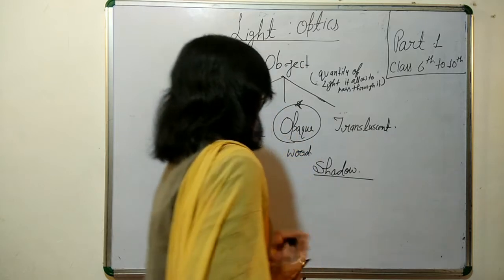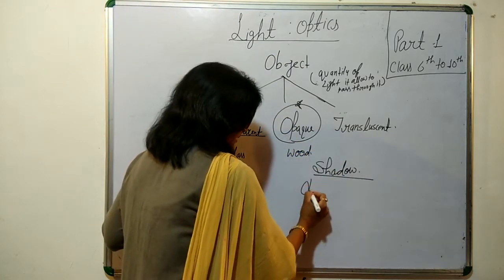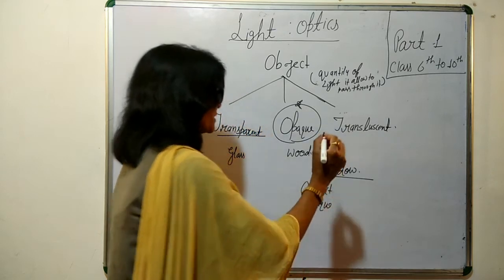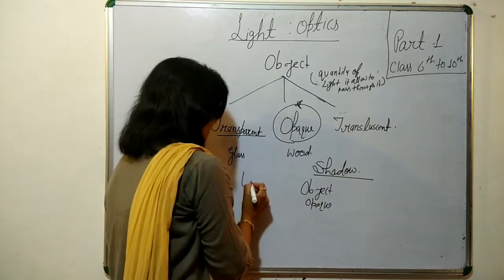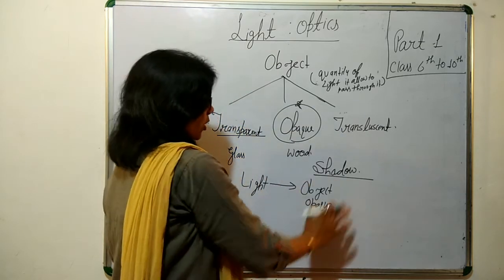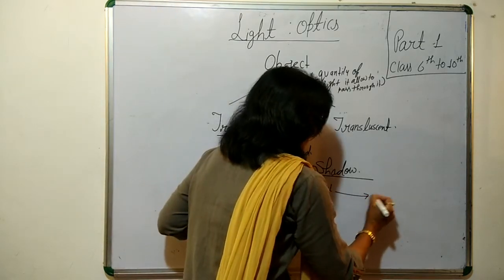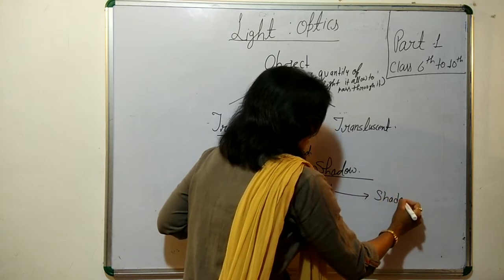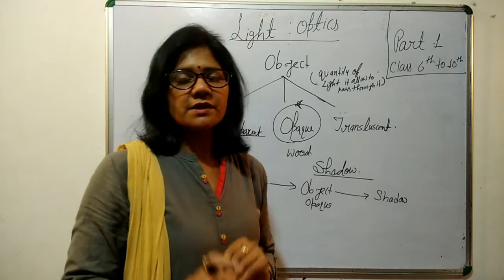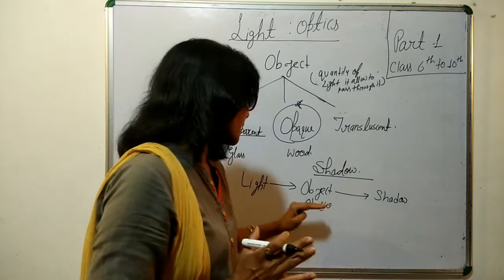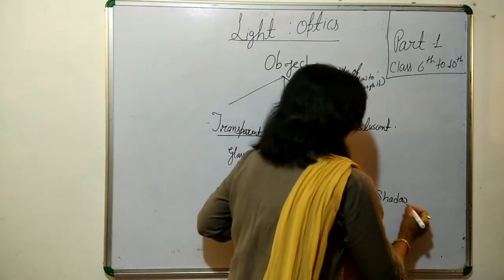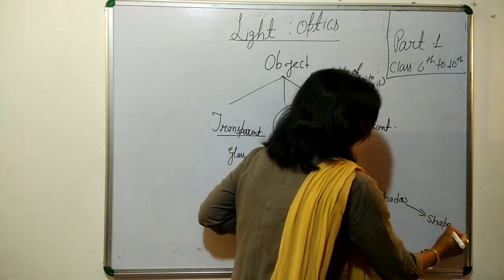Now let's see, if there is an object, that object should be an opaque object. When we fall a light on an object which is opaque, then we get a shadow. Okay, clear? What information does the shadow give? Shadow gives the information about the shape of that object, because it casts the shadow of the same shape. So it gives the information of shape.